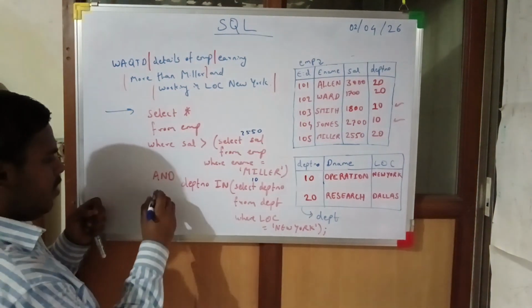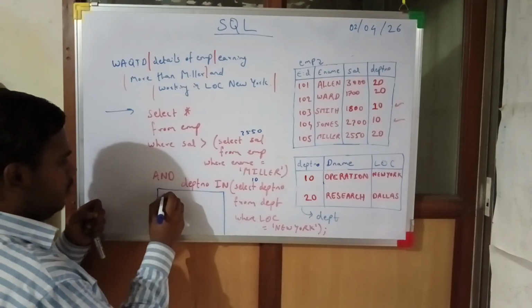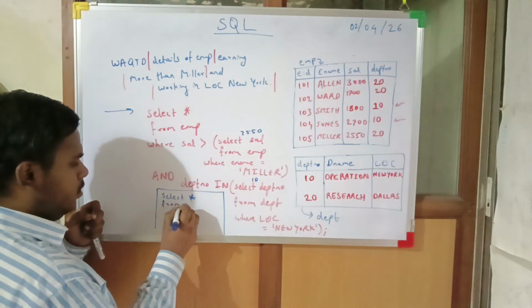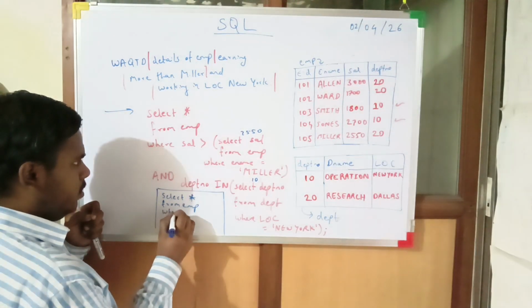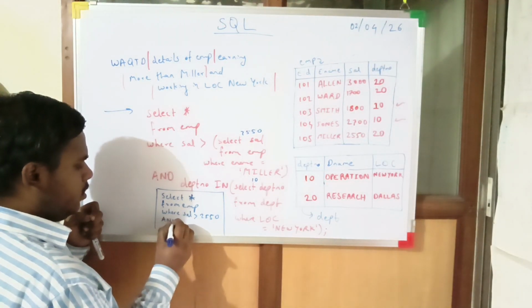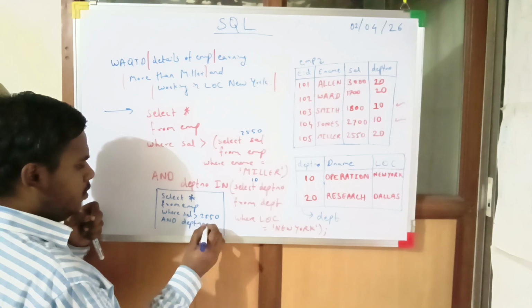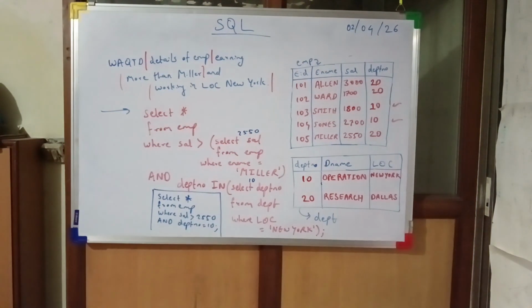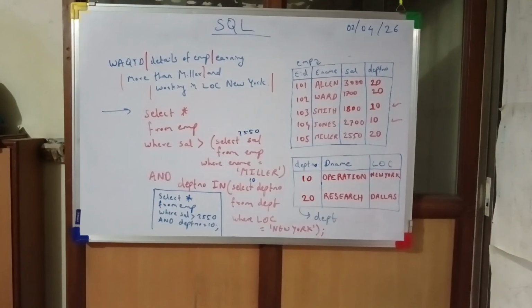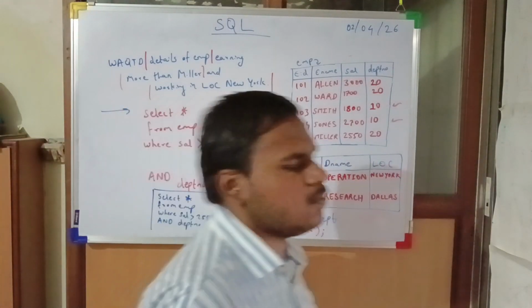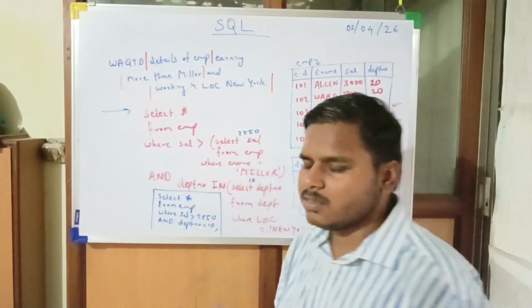I will write here: select asterisk from EMP where salary greater than 2550 and department number equal to 10. Is the small box visible to all of you or not? Select asterisk from EMP where salary greater than 2550 and department number equal to 10. If you write this bigger query also, you will get the same output. If you write the subquery also, you will get the same output.